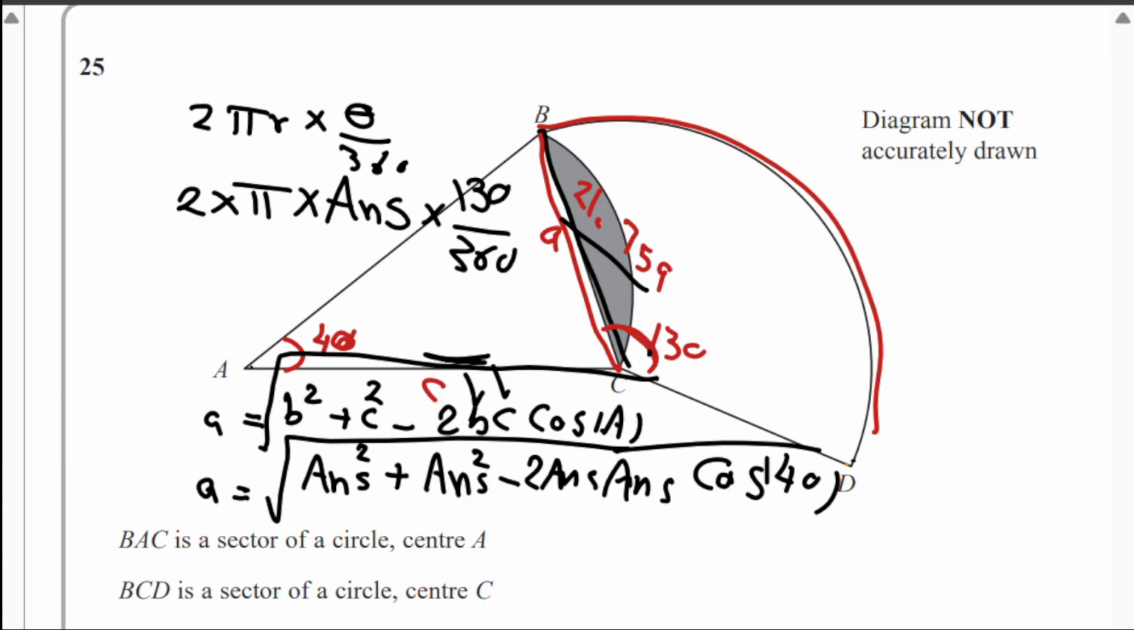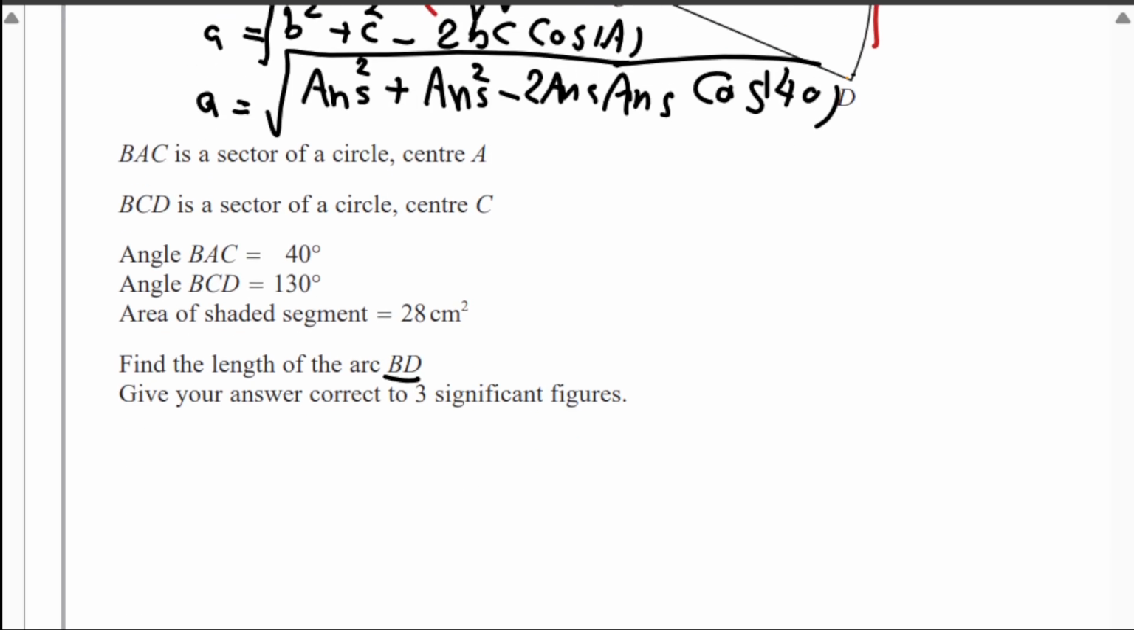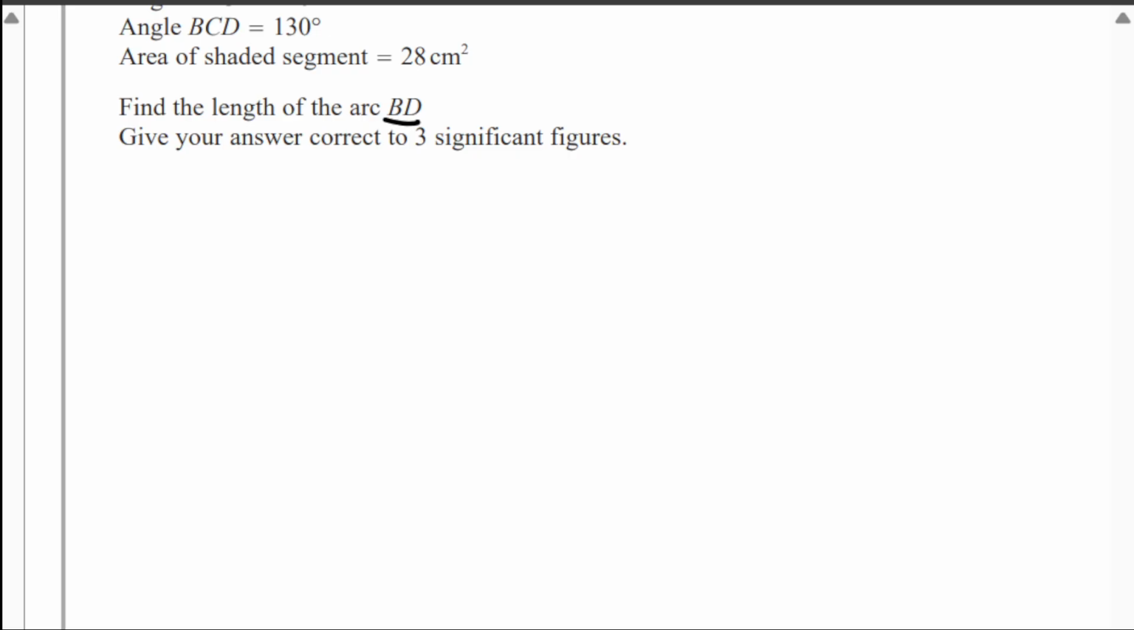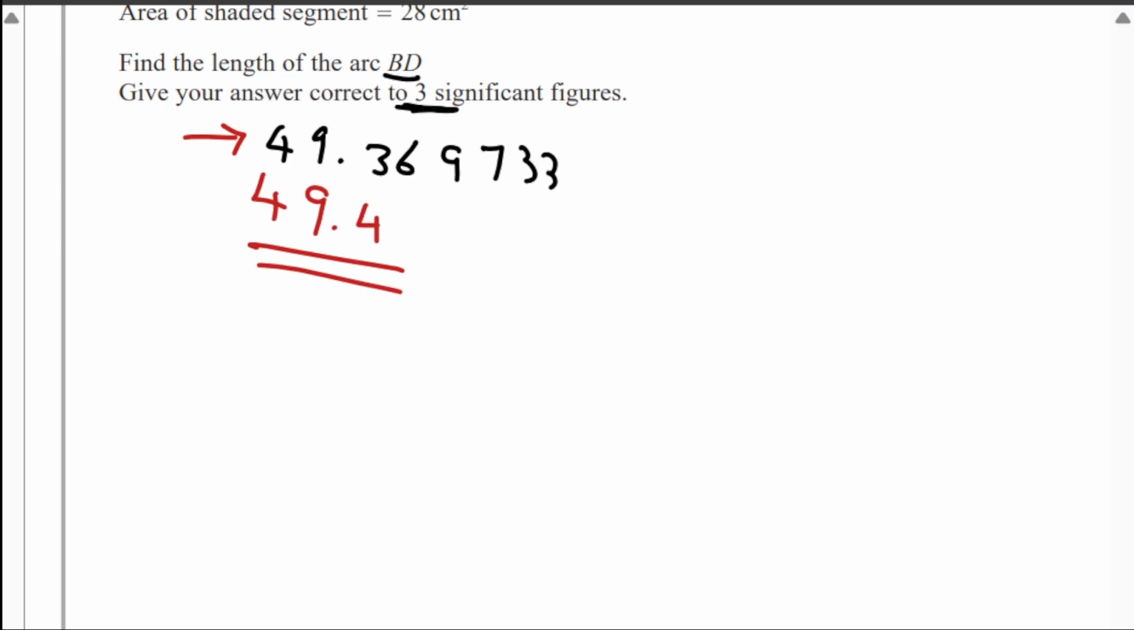So 2 times pi times answer times 130 divided by 360. That gave me 49.3. Let's just write it down here. 49.369733. 3 significant figures. That means you just need to take the first 3 numbers. So it's 49.4. And that's the final answer for this question.